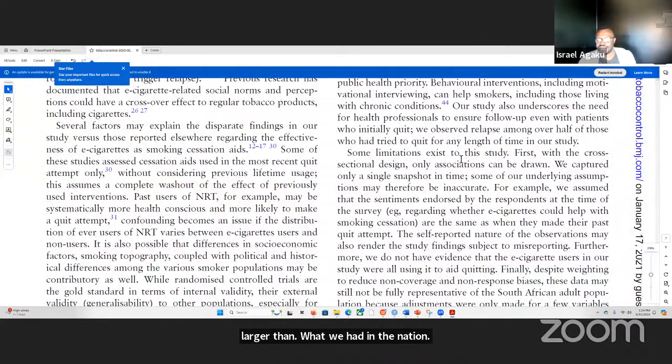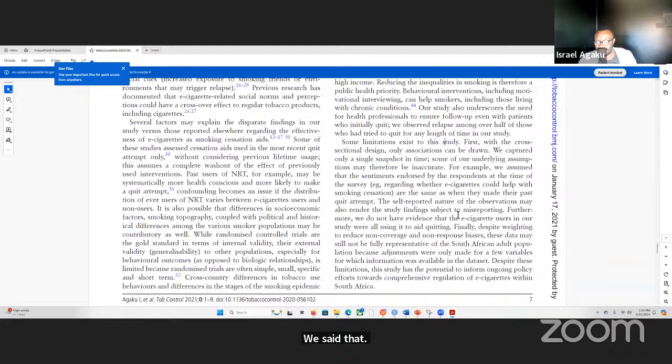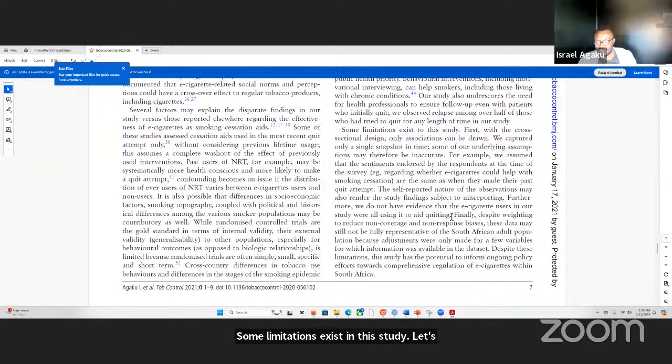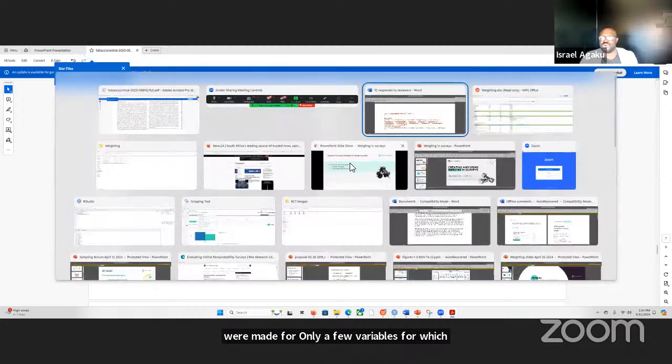We said that some limitations exist to this study. Let's see, the final one here. We said, finally, despite weighting to reduce non-coverage and non-response biases, this data may still not be fully representative of a South African adult population because adjustments were made for only a few variables for which information was available in the data set. Remember, we didn't adjust for a whole lot of variables.